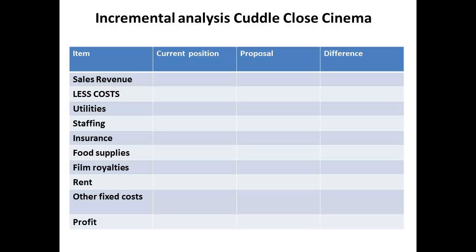The information available to the manageress is that for revenues, costs for utilities, staffing, insurance, food supplies that are sold, payment of royalties, rent and other fixed costs. From these, she can determine the profit for the two alternatives.